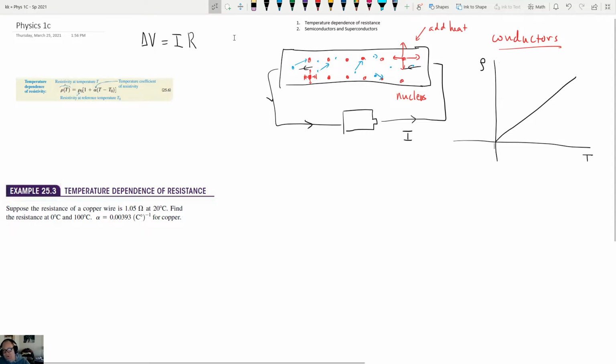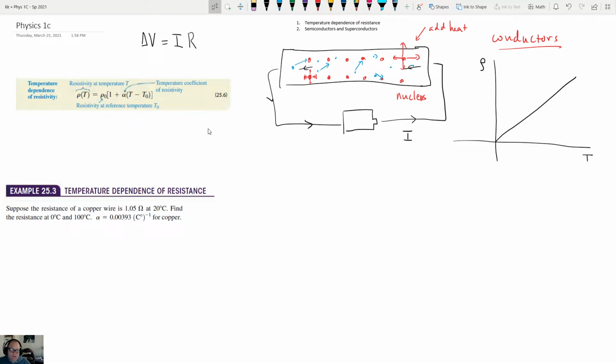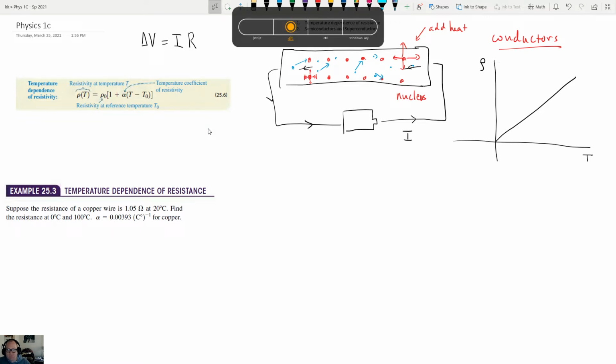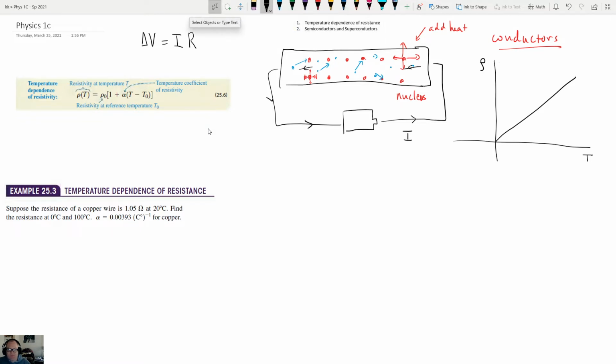And if you want to turn that into an equation, you can make an equation that looks just like this right here. To gain some understanding of what this equation says, we can look at the terms. It says the resistivity as a function of temperature is equal to the resistivity at some reference point multiplied by 1 plus alpha, which is what we call the temperature coefficient of resistivity. This is a number that we can also look up in a table. It's going to depend on what the material is. And then you multiply by T minus T naught, the temperature at which you want to measure the resistivity minus the initial temperature.